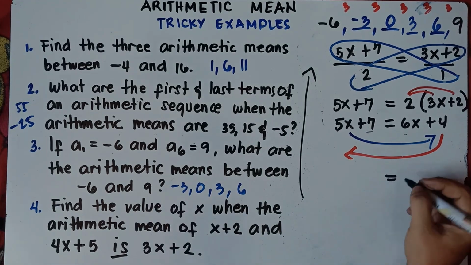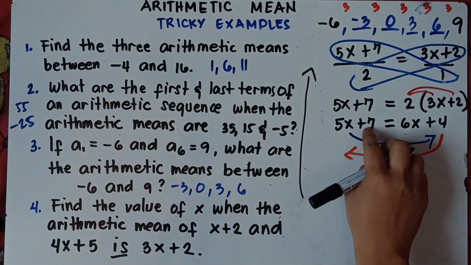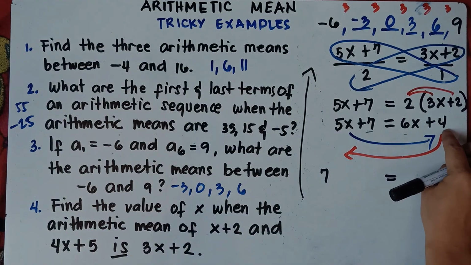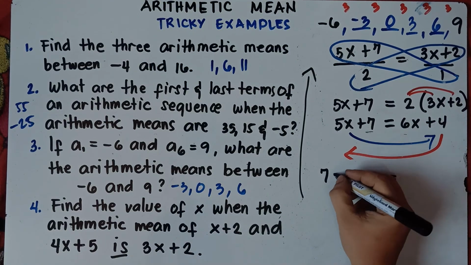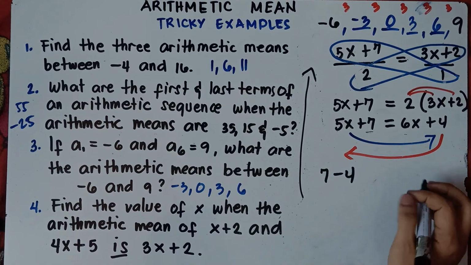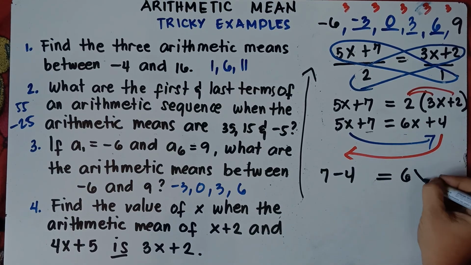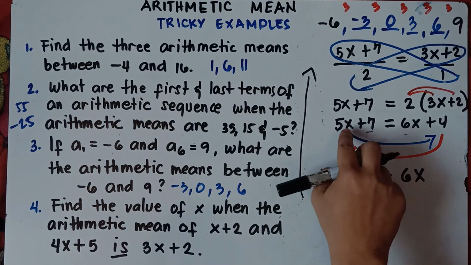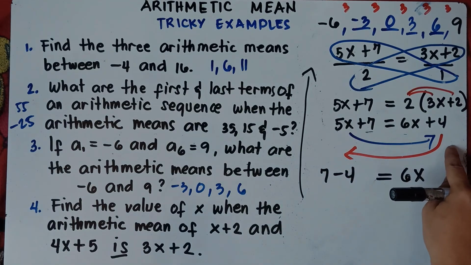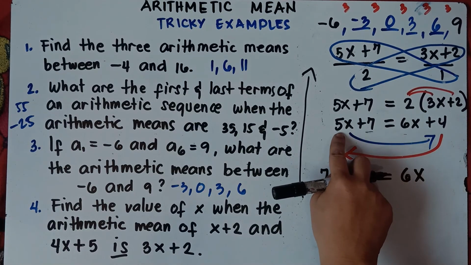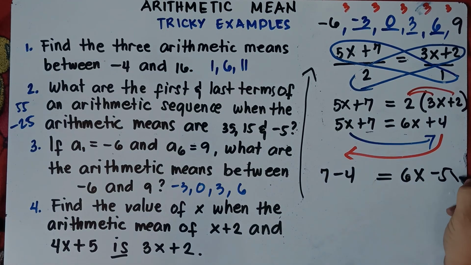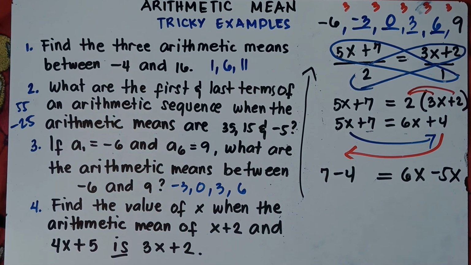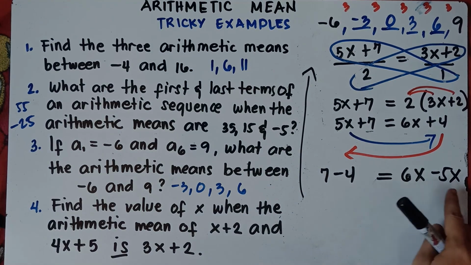So this is 7, copy 7, 7 is still on the left, and then 4, we transpose this one, this is positive, it will be negative 4, and then copy 6x, 6x is still on the right, and 5x, we put it on the right. This is positive 5x, it will be negative 5x. And then it's clear, class, that our x will be positive because 6 is greater than 5.